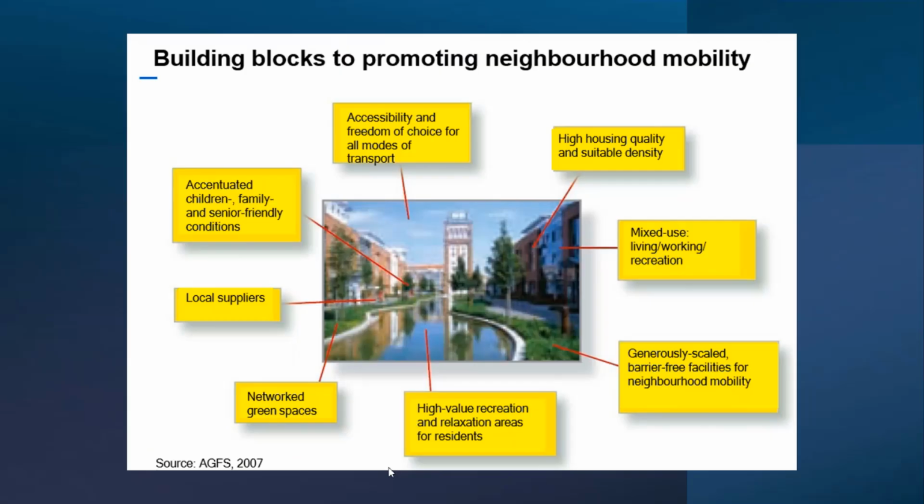Okay, what are the building blocks, how can we promote this? Or the very simple question is, from where to start? Number one, your first point should be how we can make things accessible and give freedom to every individual within any city so that he or she can reach all the modes of transportation. Second point is the housing quality and its suitability according to its density.